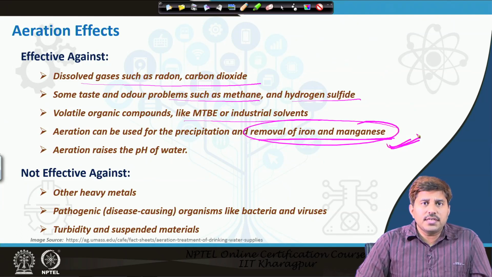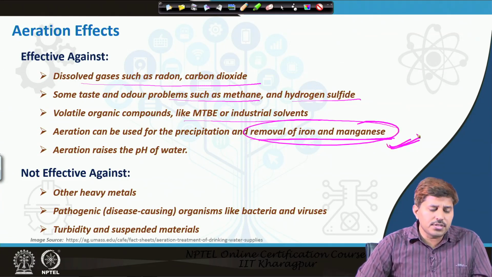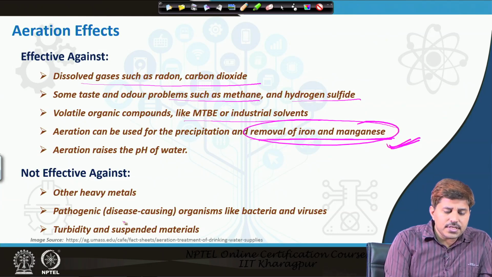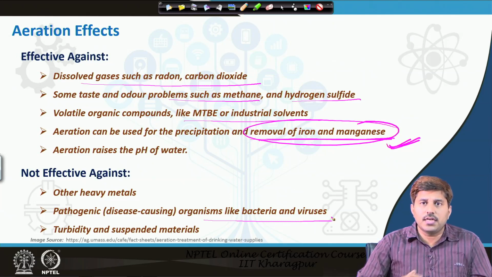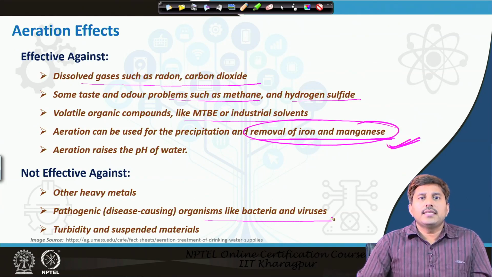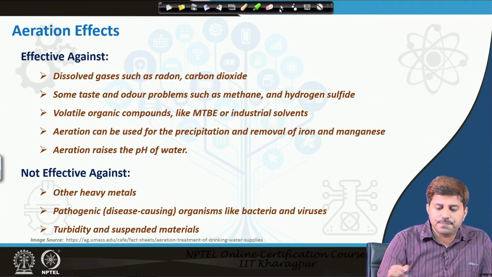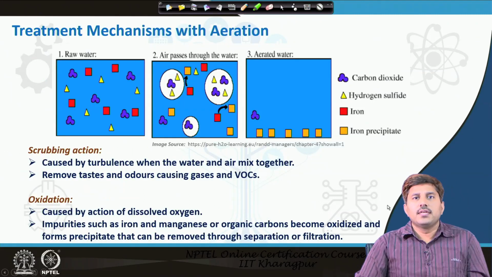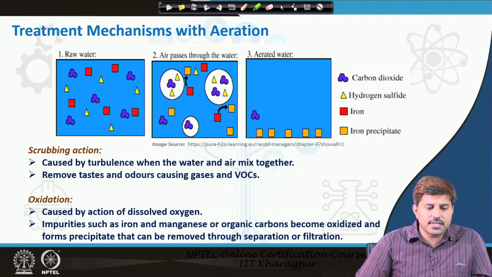Aeration is usually not effective against other heavy metals; it does not affect them much. It can change their oxidation state, but they still mostly remain in the dissolved state. It is not effective against pathogens. The disease causing organisms like bacteria and viruses may rather get more oxygen and proliferate more or show rapid growth with aeration. It is also not effective against turbidity and other suspended materials. So, these are some of the things on which aeration can work, and some others on which it is not effective.